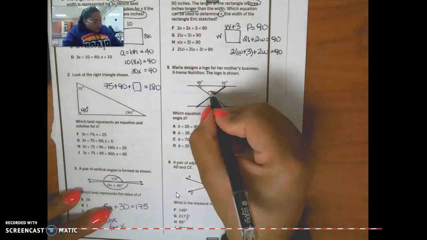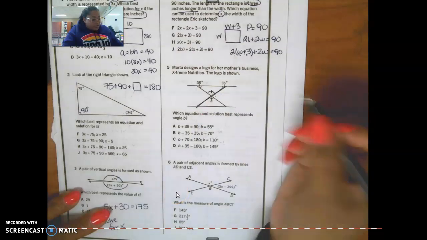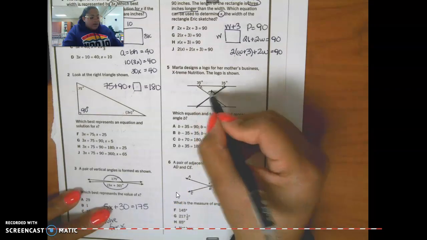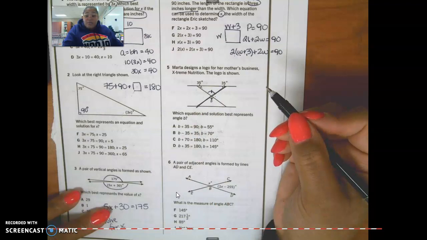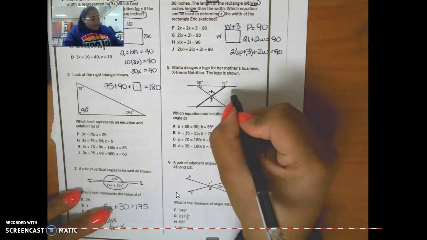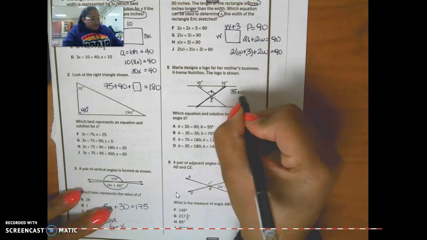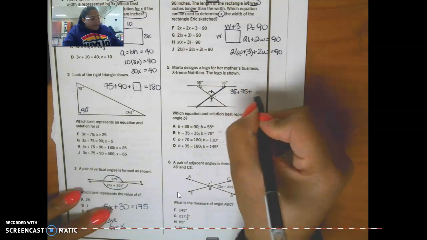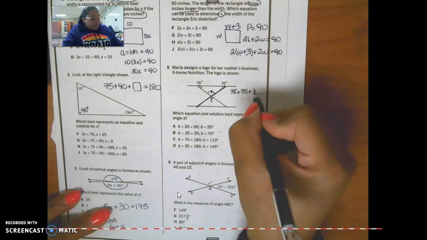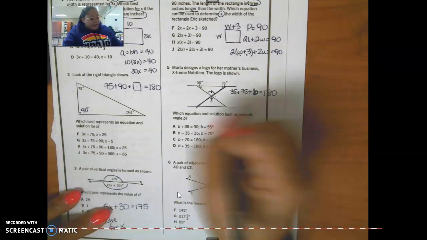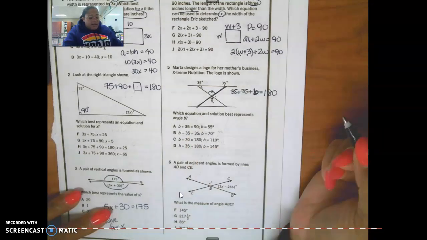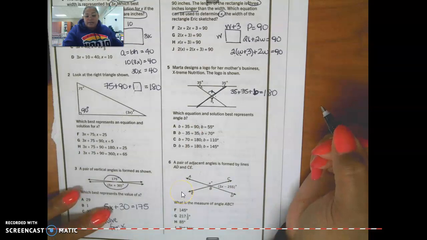are congruent. And this is a triangle whose angles add up to 180. So I need to take 35 plus 35 plus some number, which is also B, actually I'll put B, not X, and they equal 180. Because this angle and this angle are vertical angles and they are the same.